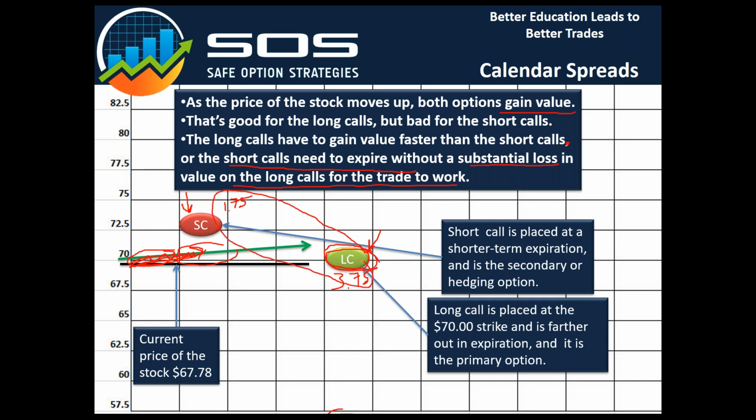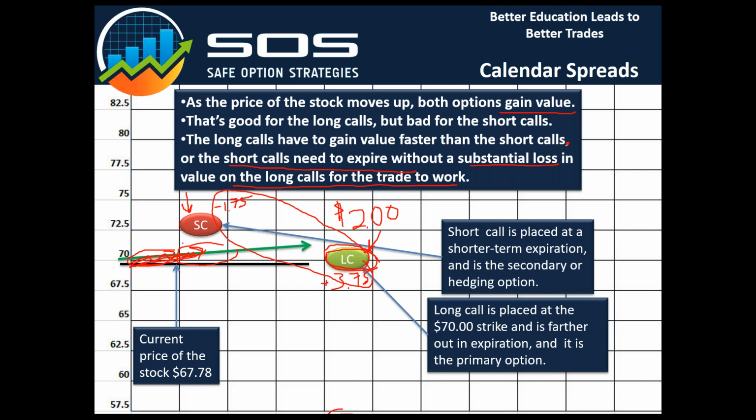Our investment in this trade is $3.75 minus $1.75. We're invested $2 in this trade per share, right? However many shares we have, our net debit, our investment, is $2 per share.